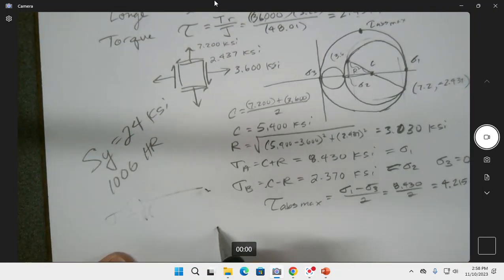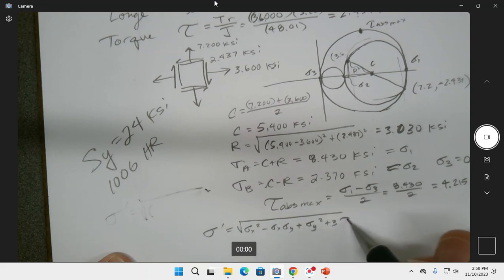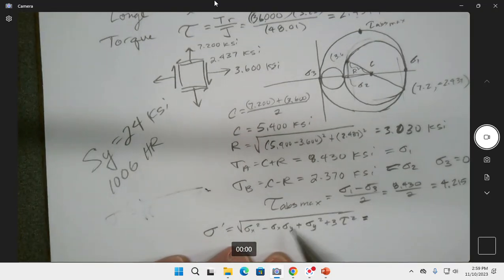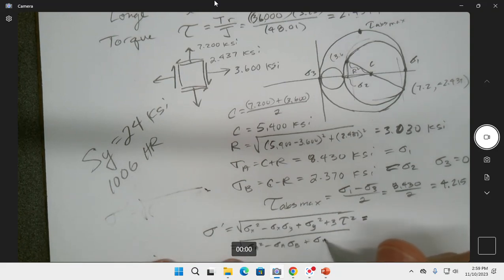I'll write it out down below here, so we got some more room. Square root of sigma x squared minus sigma x sigma y plus sigma y squared plus 3 tau squared. So we're going to go back up to this. There's another equation we could write out. Our alternative one is sigma a squared minus sigma a sigma b plus sigma b squared. Because we already have the sigma a and the sigma b, we could do that or this one up here. We have a choice of either or.